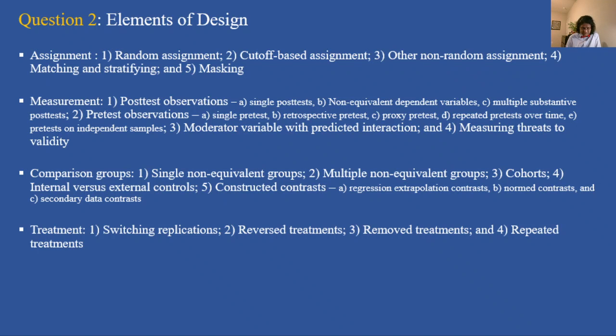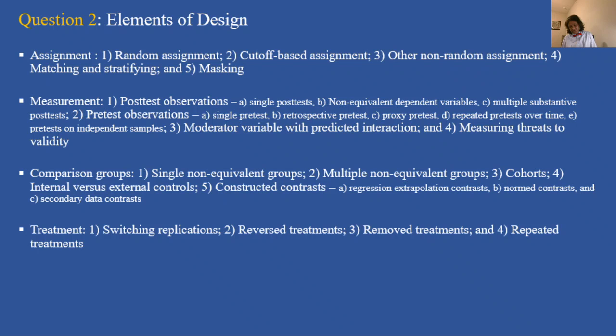Post-test observations are further grouped into single post-test, non-equivalent dependent variables, and multiple substantive post-tests. Pre-test observations are also grouped into single pretest, retrospective pretests, proxy pretests, repeated pretests over time, and pretests on independent samples. The third design element is comparison group, which is further divided into single non-equivalent groups, multiple non-equivalent groups, cohorts, internal versus external controls, and constructed contrasts.